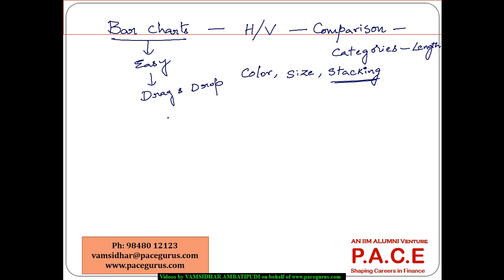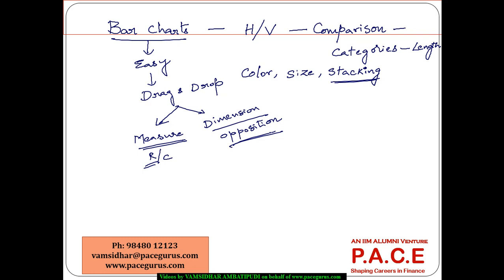Whatever the measure, so what are we dragging and dropping here? On one side, we are dropping one measure, the measure that I want to see. I can drop it in the row or in the column. Similarly, I can drag one dimension and drop it in the opposite. So if I have dragged the measure in the row, I drag the dimension in the column, and vice versa.